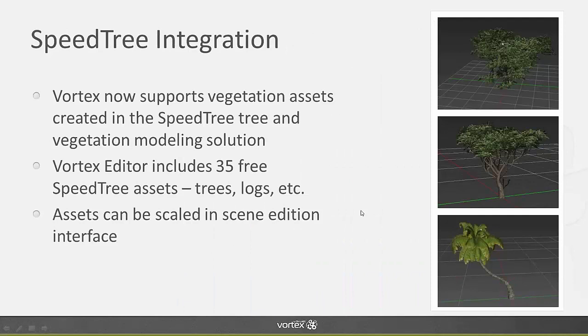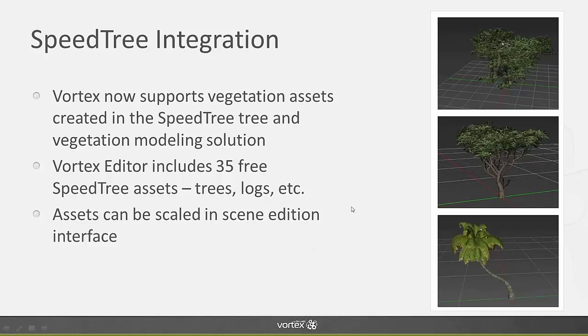Another improvement in 6.6 is the addition of integration of SpeedTree assets. SpeedTree is a vegetation modeling solution that is available for professionals. What we did is we've added support for assets created in SpeedTree, but we've also added 35 free SpeedTree assets as part of Vortex Editor. So that means you can add those assets directly from the interface, no work required, and you can scale them in the Scene Edition interface.